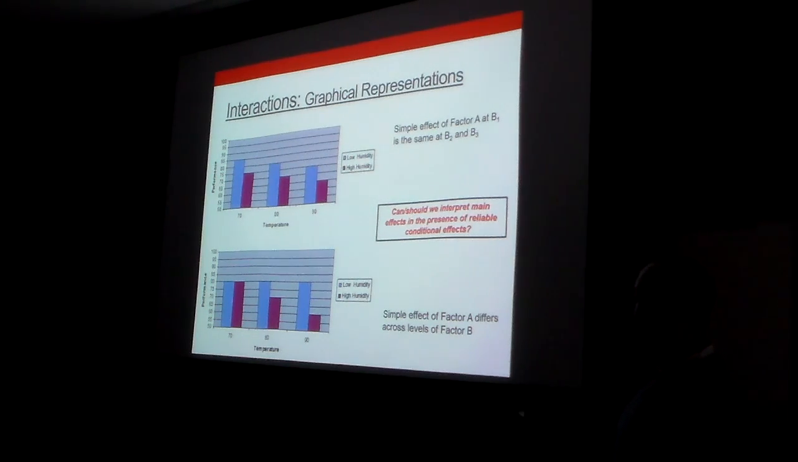So, in this situation, I've got a main effect of humidity. People at low humidity in general perform better than at high humidity. And we've got an effect of temperature in general, collapsing across humidity. People's performance decreases as temperature increases. Should I interpret main effects in the presence of a significant interaction?